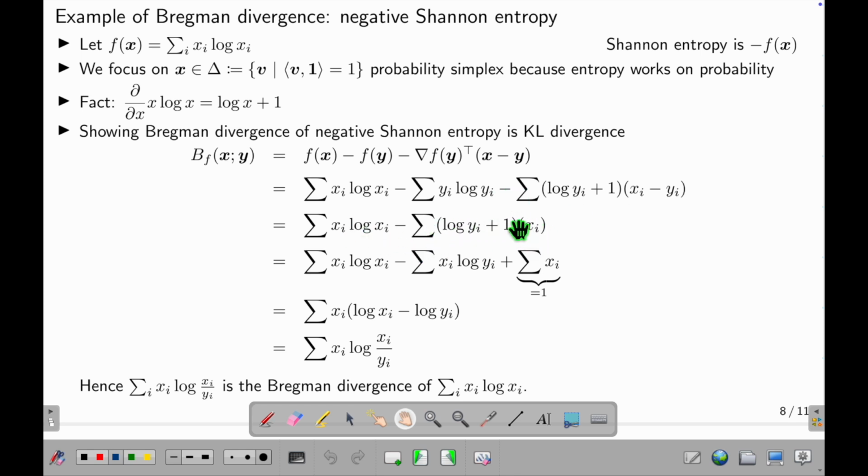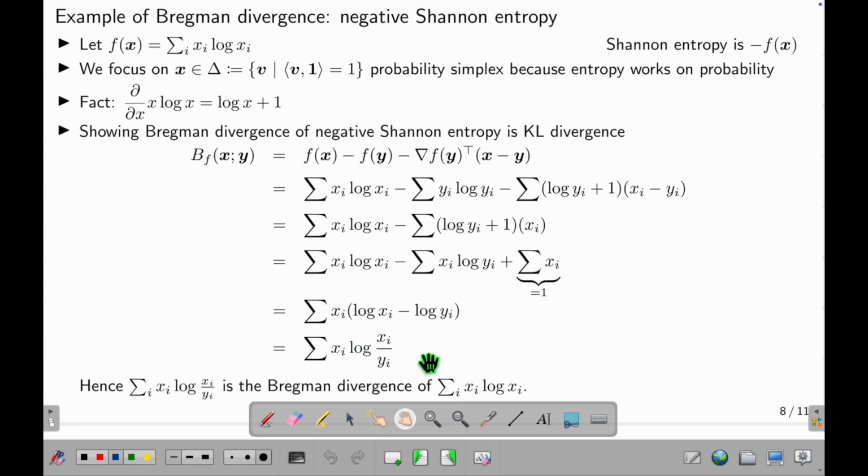Now I have this whole thing. What's next? x goes inside, so x log y and x. So I have this thing. If I restrict myself, this is inside the unit probability simplex. That means these are probabilities, and probabilities sum to 1. This is 1. So I have this whole thing. Now I have x log x minus x log y. Take out the common factor: log A minus log B is log A divided by B, so I have this, which is called KL divergence.